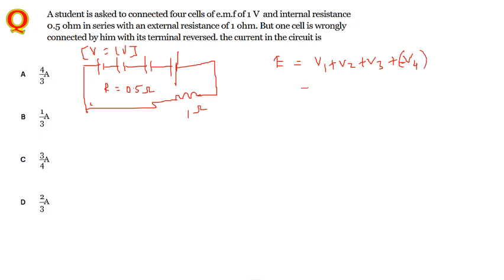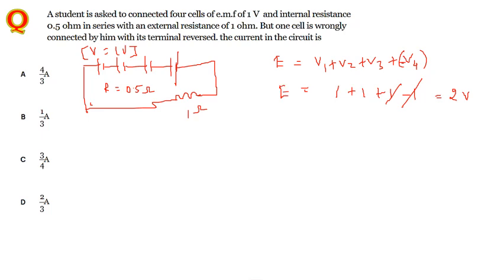Now all the potentials I just mentioned here. So this one is 1 volt plus 1 volt plus 1, and this one is minus 1 volt. So what you are getting here is that these two will be cancelled. So the total potential across here is 2 volt. So I just mentioned here, V is equal to, or E is equal to, 2 volt potential.